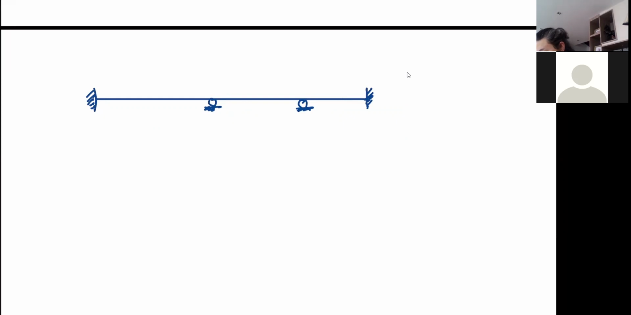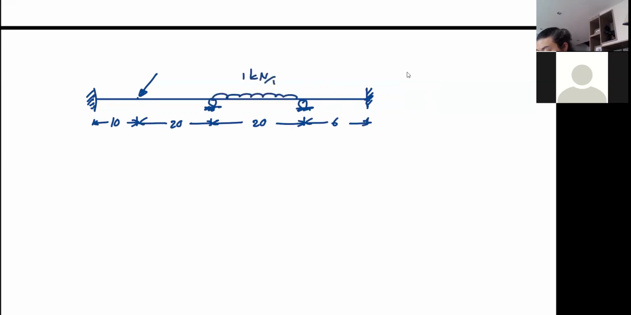I have the load coming in inclined like that. That's 10 meters. That's 20 meters. That's 20 meters. So we should try to draw it with a good proportion. Okay, that's 6 meters. And we have the uniform load here: 1 kilonewton per meter. Right here is 2 kilonewton per meter.